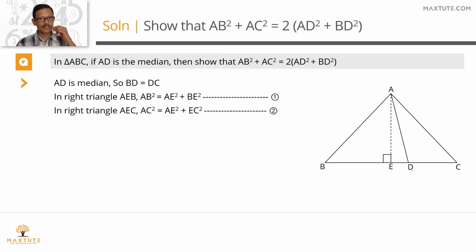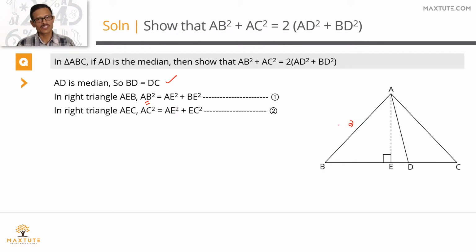D is the midpoint because AD is the median. Therefore, BD will be equal to DC. That's the first result we are establishing. AE is the altitude to side BC, which means AE is perpendicular to BC as given in the diagram. Now let's look at right triangle AEB. In right triangle AEB, the square of the hypotenuse AB equals AE square plus BE square.